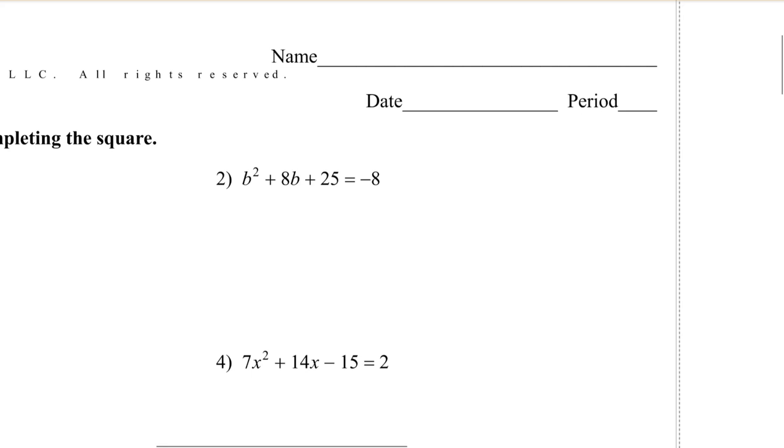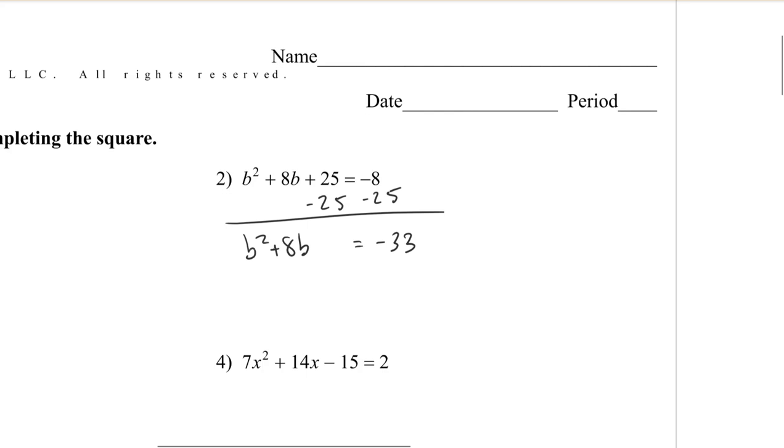Solve by completing the square. So we're going to subtract 25 from both sides. b squared plus 8b equals negative 33. What would we put in there? What's half of b? It's 4. 4 squared would be 16, so we're adding 16 to both sides. This factors to b plus 4 squared equals negative 17.